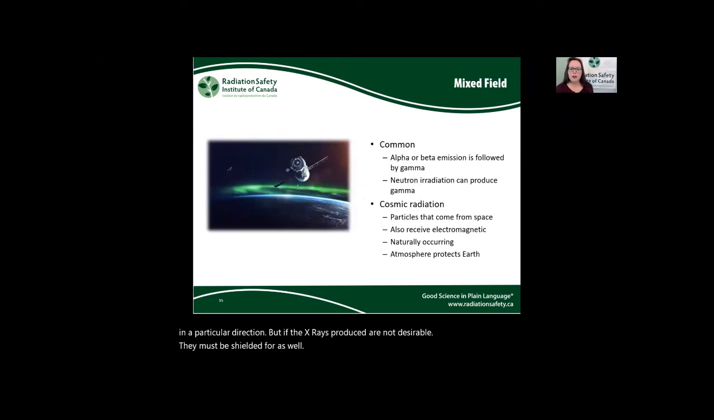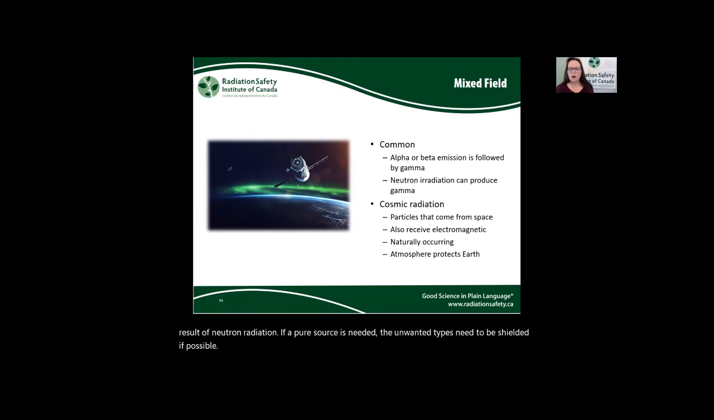With radioactive decay, it is not uncommon to have mixed field radiation or a combination of types in the same workspace, as gamma is preceded by an alpha or beta emission or created as a result of neutron irradiation. If a pure source is needed, the unwanted types need to be shielded if possible.